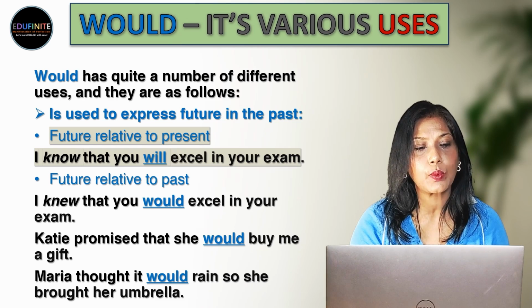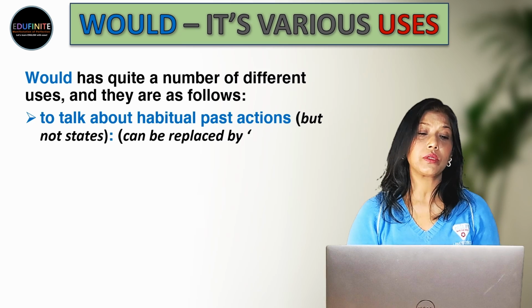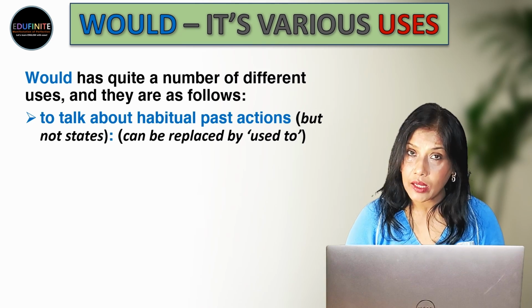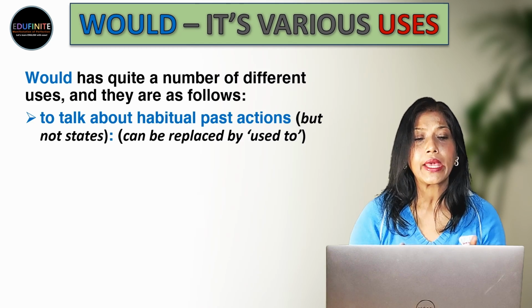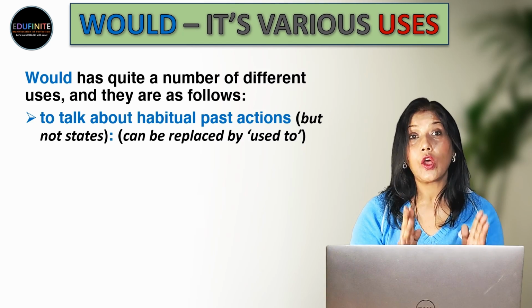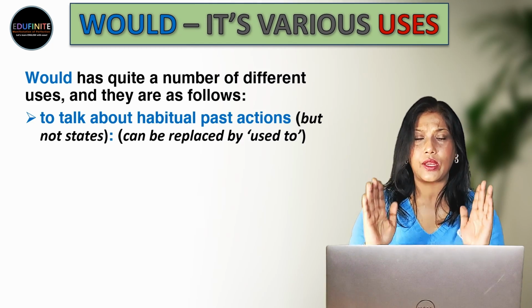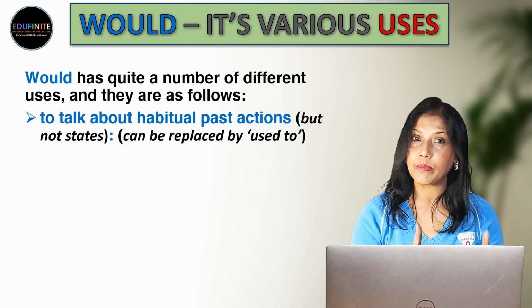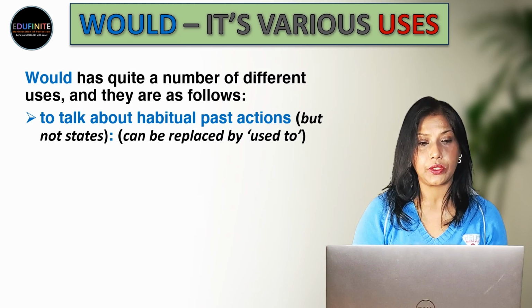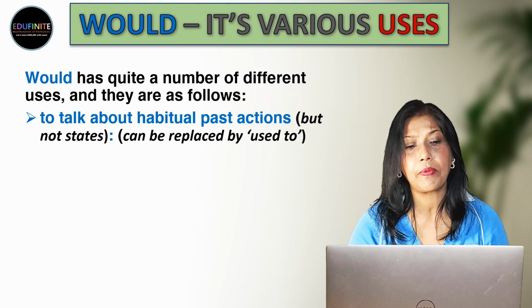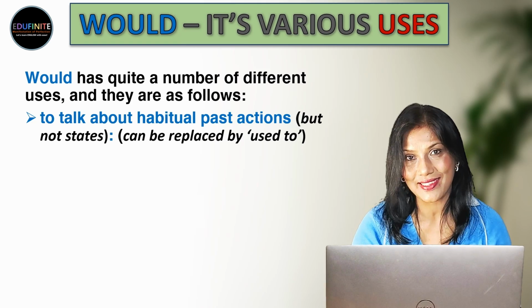Okay, the next one is to talk about habitual past actions but not states. Please remember, it's only actions, not states. That means mental states or anything like that, we are not going to talk about. Only habitual past actions, when we talk about them, we use would. And of course, that can be replaced by used to. Let's look into the sentence to understand it.